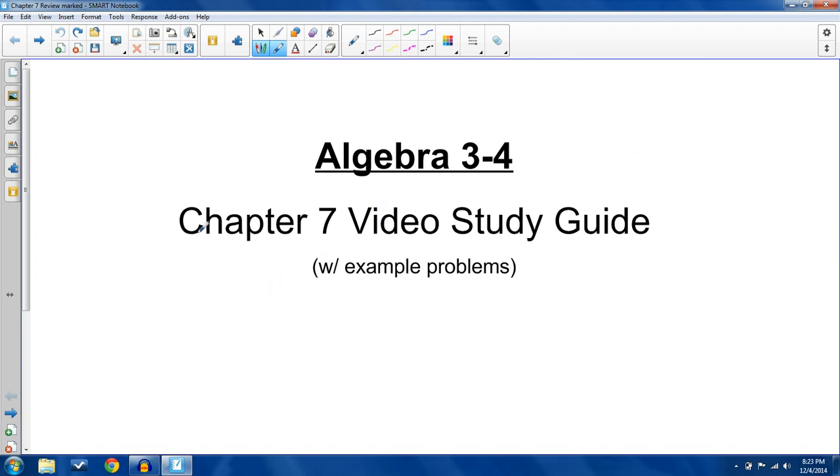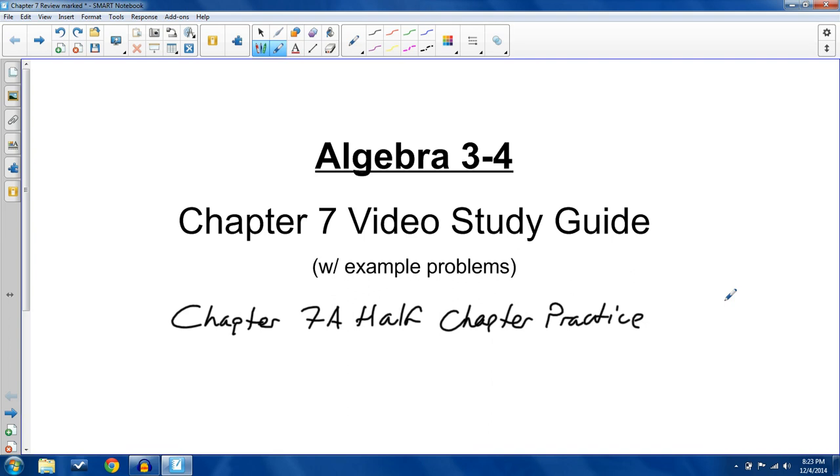This one is coming off of the Chapter 7a half chapter practice. That's kind of a mouthful, and it seems like you're saying the same thing a lot. Now, if you're looking at that sheet, it has a whopping 33 problems. We will do them all.